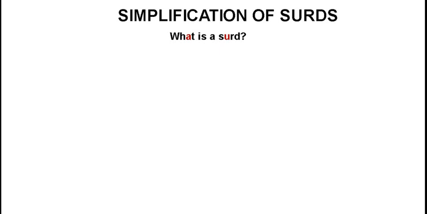In today's class, we are going to take a look at simplification of surds. Let's ask ourselves a question: what is a surd? Now, let's take a look at this. If we have a square root of 9, we are going to get 3 as our answer. And that 3 is an integer.